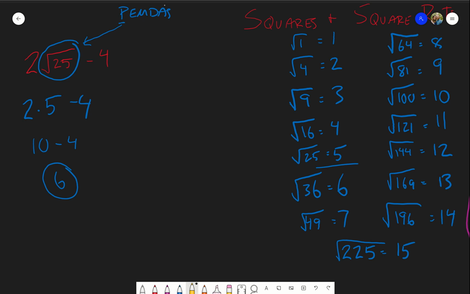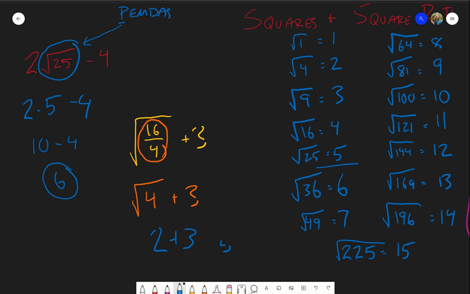Let's say I have the square root of 16 over 4 plus 3. Okay? And we would say, all right, well, let's solve our insides here first. Let's solve 16 divided by 4. This is square root of 4 plus 3. Square root of 4 is 2. 2 plus 3 is 5. Okay, so making sure you solve everything inside the square root before you continue. And that is our introduction to square roots.